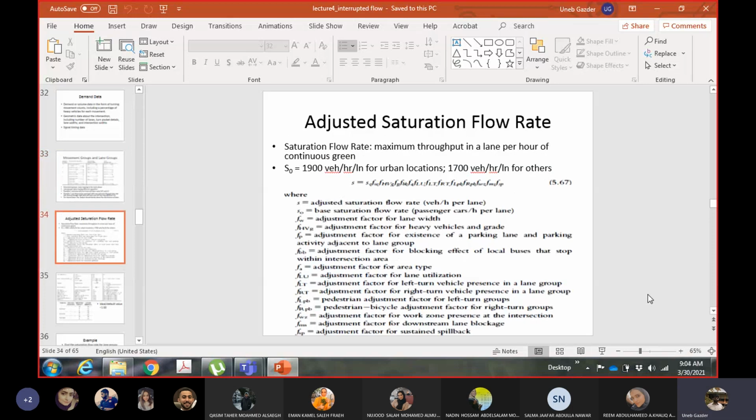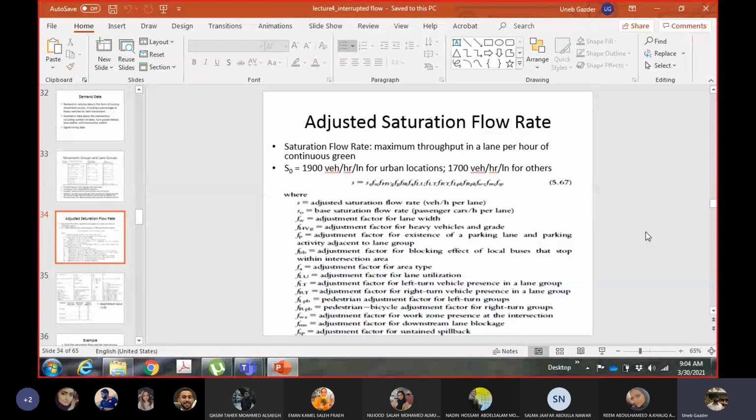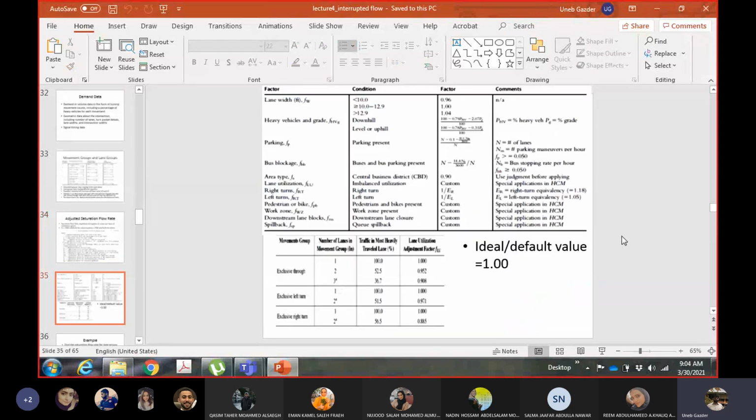And then we need to calculate the adjusted saturation flow rate. So we must have the base value, and we know the base value can be calculated using minimum headway, and there are recommended values given here as well for the base saturation flow rate. And then you apply all these adjustment factors. I told you some of them we will not be applying, such as work zone, pedestrians or bikes, downstream lane blockages, and spillbacks. The reason is that they have a detailed procedure of their own, so we will not go into those details.